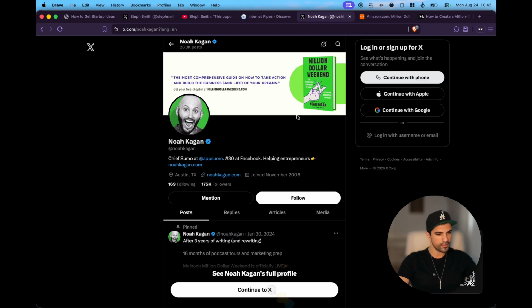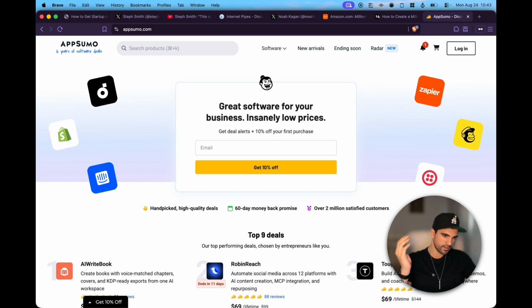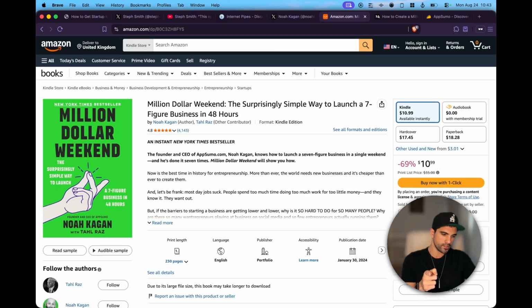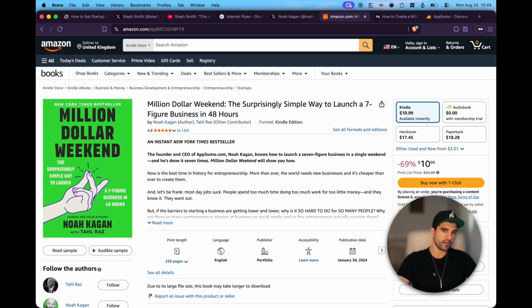He's a successful founder. He was employee number 30 at Facebook. He worked at Mint, and he created AppSumo, which helps you find really cool software at discounts. He wrote this book, $1 Million Weekend, which became a New York Times bestseller. And the most interesting part is where he talks about how he evaluates his startup ideas.